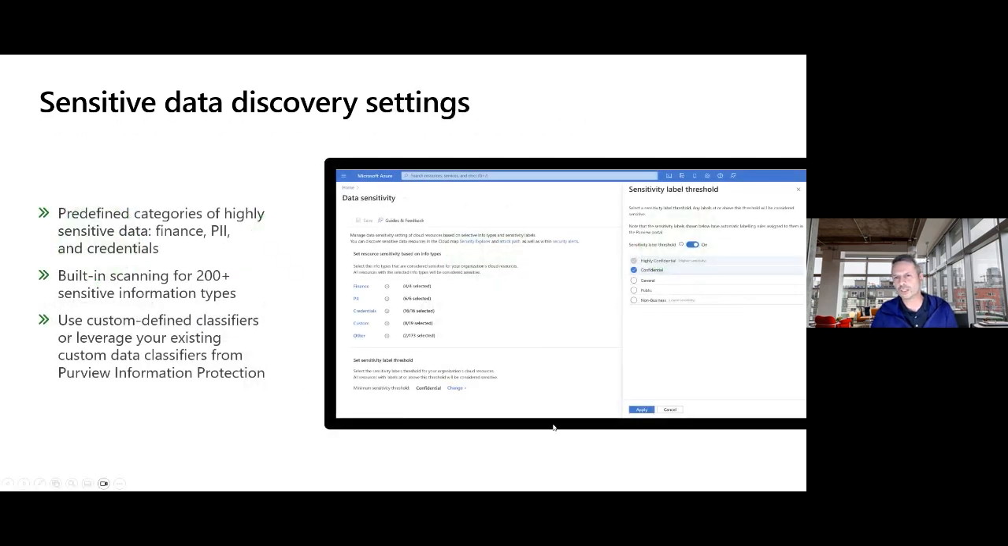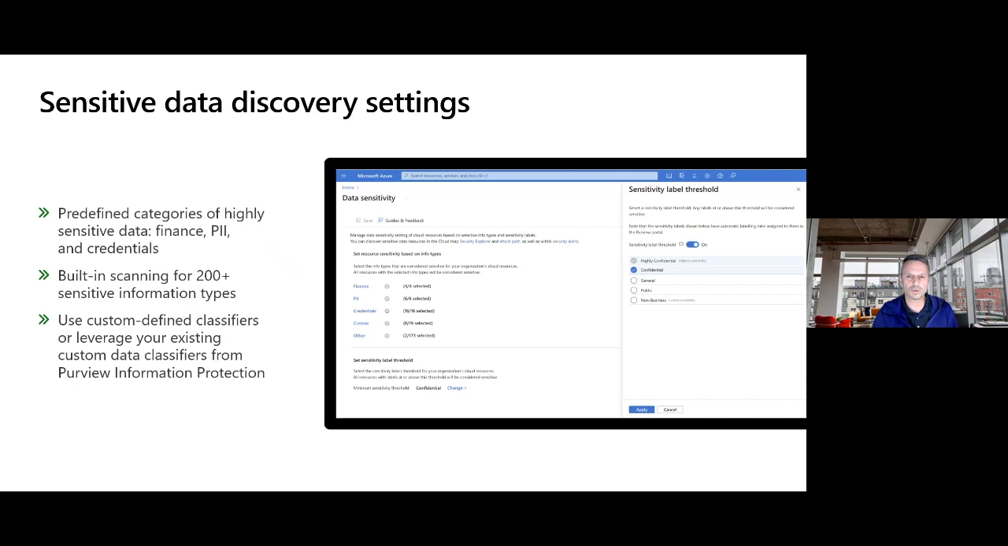Now we did take note of our customers' request to sustain their already invested effort on doing classification within the organization. So I'm really happy to note that we are using the same Microsoft Purview information protection labels and custom information types that you defined before. But even if you don't use Microsoft Purview information protection, you can still benefit from our built-in over 200 sensitive information types that we have.